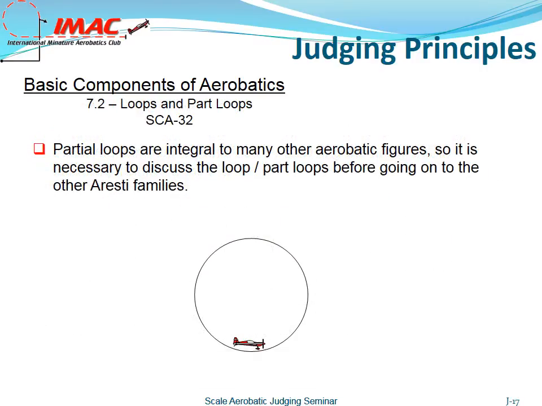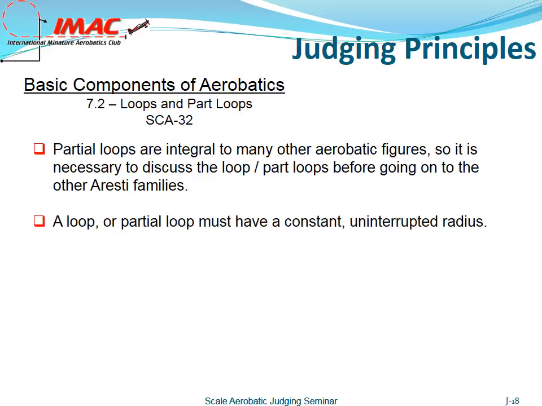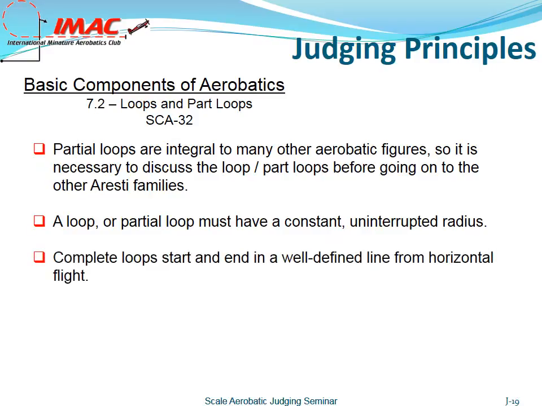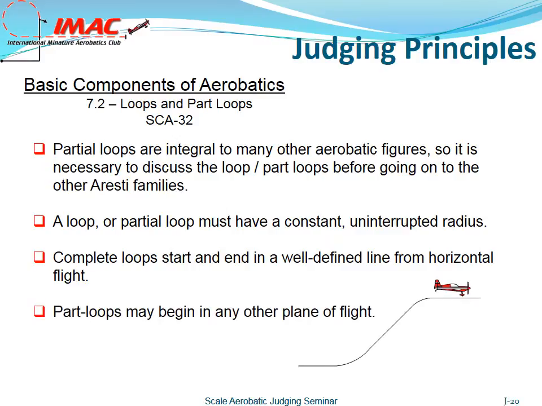Partial loops are integral to many other aerobatic figures, so it's necessary to discuss the loop and part loops before going on to other aresti families. A loop or partial loop must have a constant, uninterrupted radius. Complete loops start and end in a well-defined line from horizontal flight. Part loops may begin in any other plane of flight.